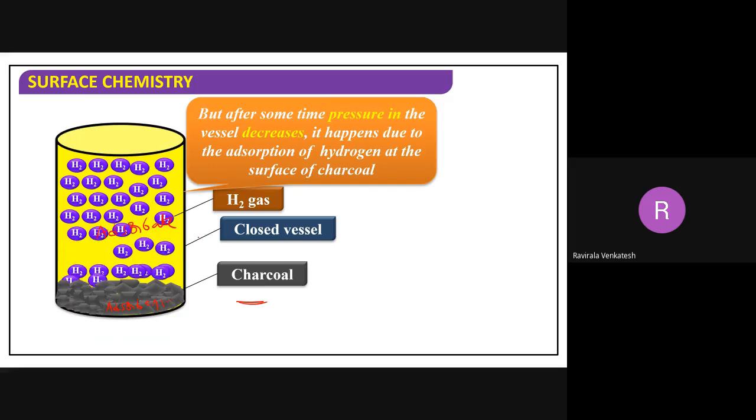Now what happened here? After some time, the pressure in the vessel decreases. It happens due to the adsorption of hydrogen at the surface of the charcoal, because hydrogen will have some pressure. These hydrogen gas molecules are concentrating or accumulating on the surface of the adsorbent called charcoal, changing their phase here. That is the reason the pressure decreased. So when pressure decreases, hydrogen molecules are accumulated and the number of free hydrogen molecules decreases here.